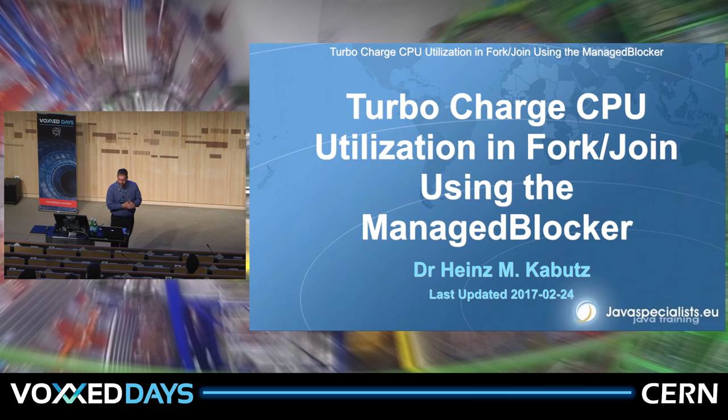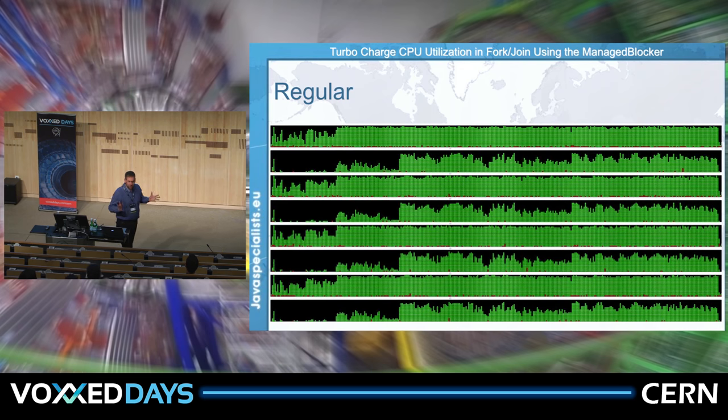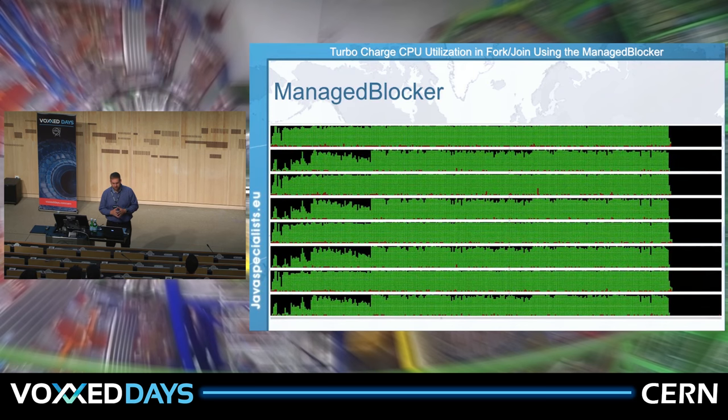All right, so we're going to look at how to improve CPU utilization using fork join and also the managed blocker. And this is what the CPUs looked like on my little machine here before I used the managed blocker. And after I used the managed blocker, it looked like this.